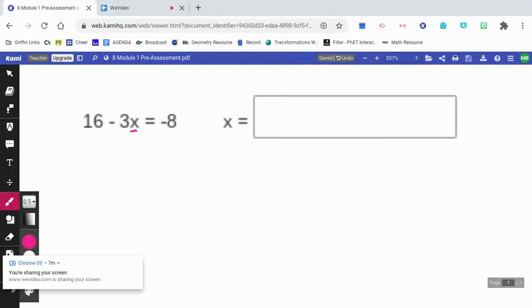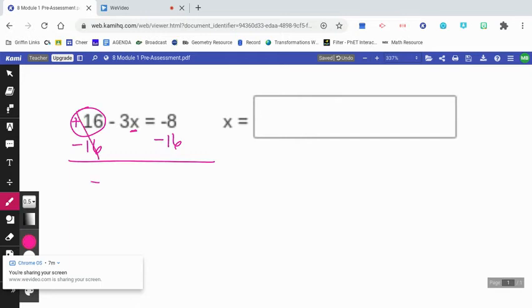Now, it might not look like something's being added or subtracted. In fact, you might think that that's a -3, but it's not, because a number next to a variable is multiplication. However, I have this positive 16 right here. Positive 16 is like plus 16. So to get rid of it, we have to do the inverse or the opposite. So to get rid of a positive 16, we have to subtract 16 from both sides of the equal sign.